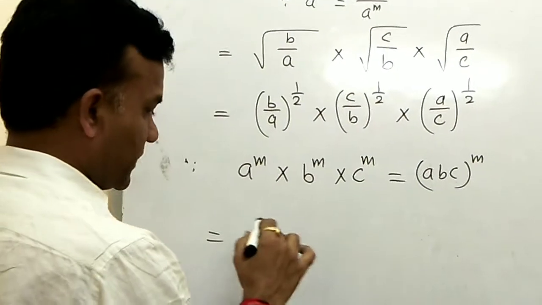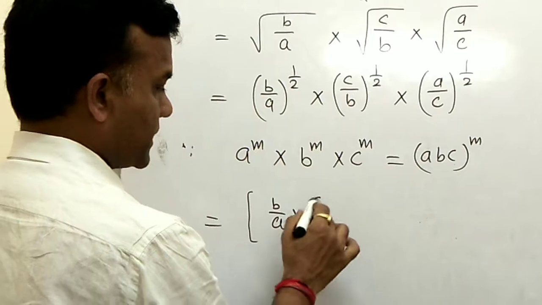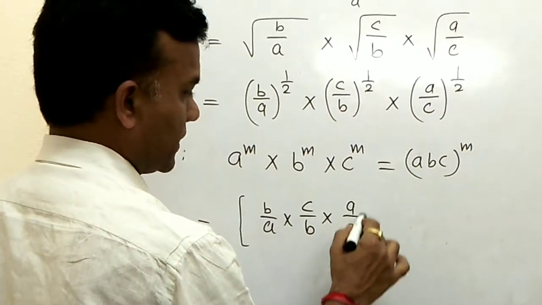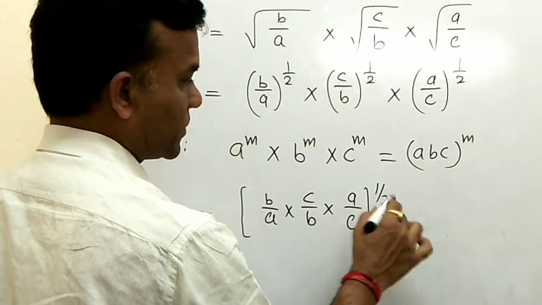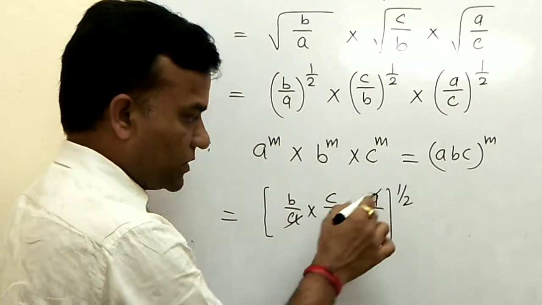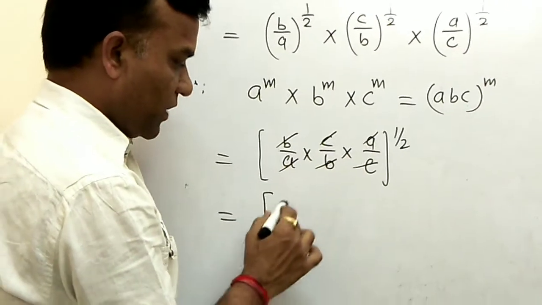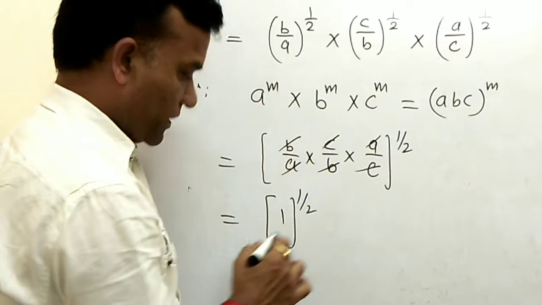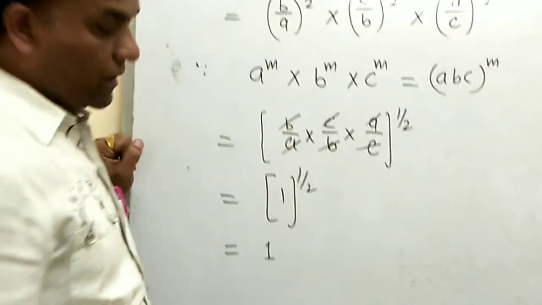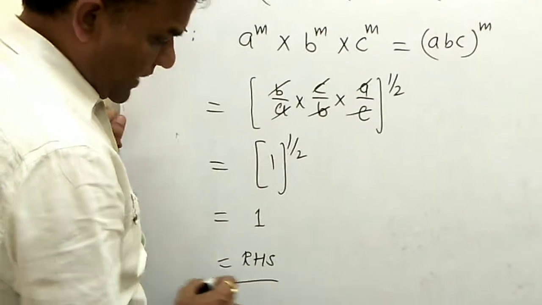All bases are multiplied, so you write down here: b by a, c by b, and a by c, whole to the power 1 by 2. Okay, now here a cancels out, c cancels out, b cancels out, nothing is remaining but 1, and the whole power is 1 by 2. So 1 to any power is 1. So we have shown that this is the RHS part. That is very easy going.